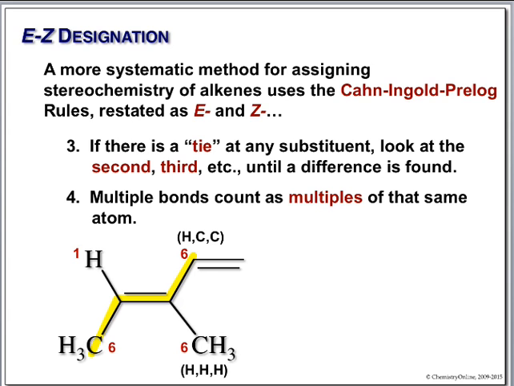Go ahead and put it all together and write a name. It's a pentadiene, and our double bonds are in carbons 1 and 3. Attached here at carbon 3, we have a methyl group, and our stereochemistry is E.